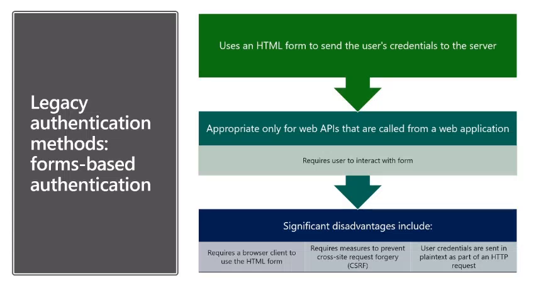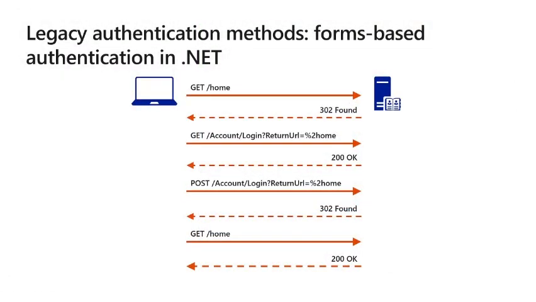Form authentication uses an HTML form to send the user's credentials to the server. It is not an internet standard. Form authentication is appropriate only for web APIs that are called from a web application so that the user can interact with the HTML form. So it has significant disadvantages. It requires a web browser to use the HTML form, and requires measures to prevent cross-site request forgery. User credentials are sent in plain text as part of HTTP requests, so anyone can look at them.